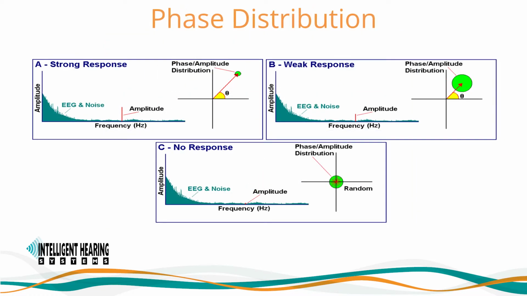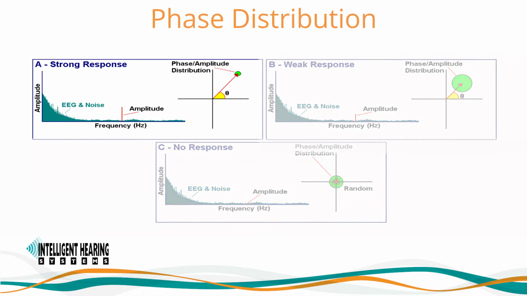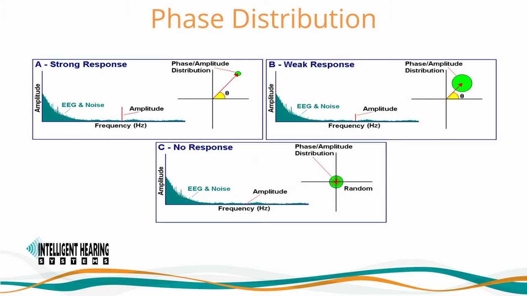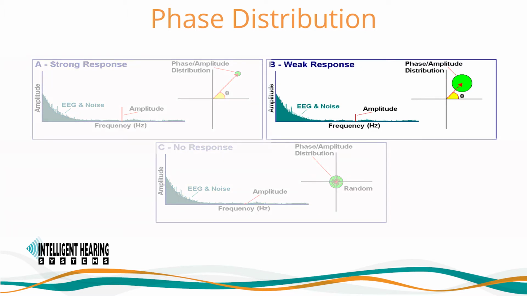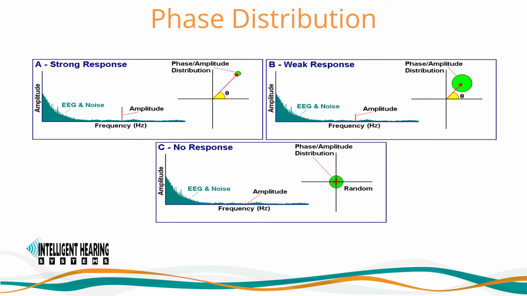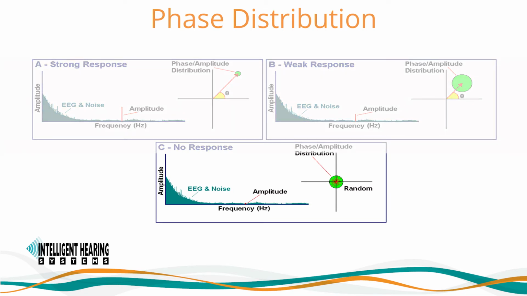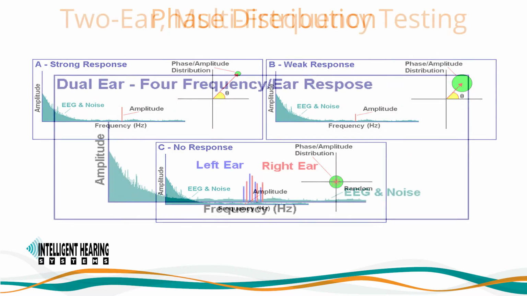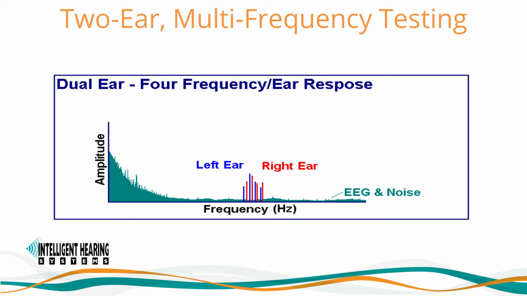Repeatable and robust responses will show a tight distribution circle at the tip of the phasor, as shown in the top figure A, strong response. As the stimulus intensity of the carrier wave decreases, the amplitude of the response will also decrease, and the phase distribution will widen as shown in figure B, weak response. Below threshold levels, the phasors will have a random distribution near the center of the phasor graph, as shown in figure C, no response.